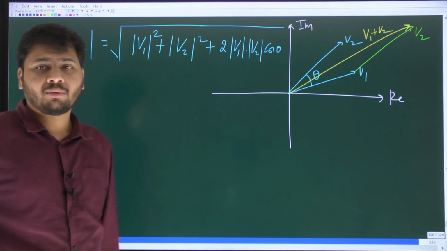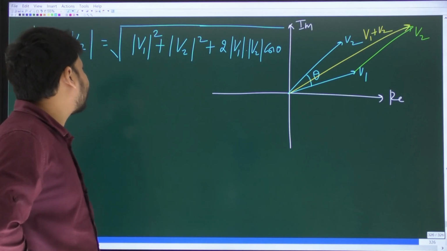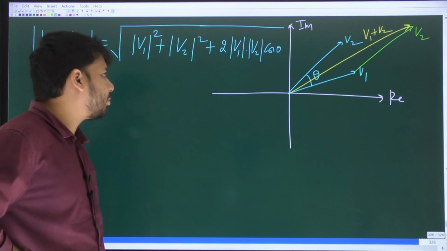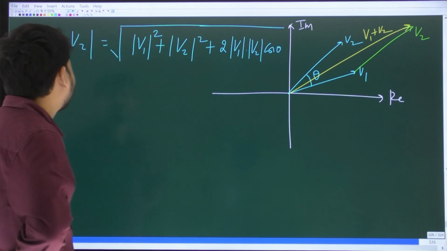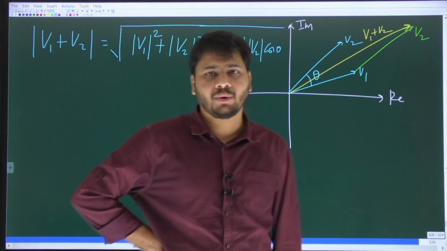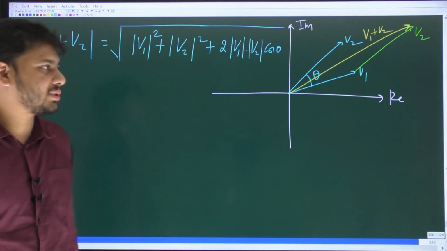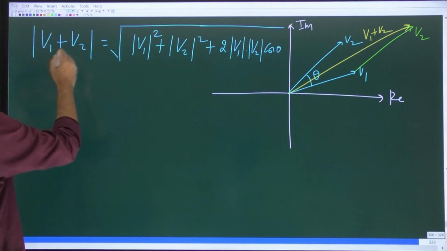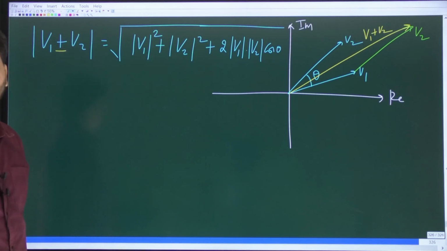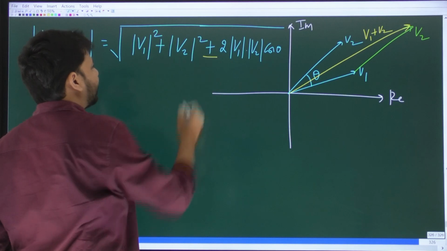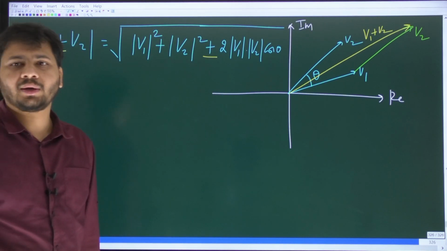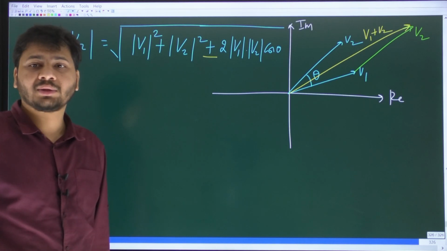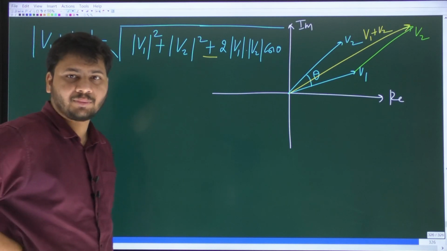Okay, so mod of V1 plus V2 is square root of mod V1 square plus mod V2 square plus 2 mod V1 mod V2 cos theta. You will either add two voltages or subtract two voltages. This is for the case of addition. You can also subtract. So what is mod of V1 minus V2? Everything will be the same except that in front of the third term you would get a minus sign. So square root of mod V1 square plus mod V2 square minus 2 mod V1 mod V2 cos theta.